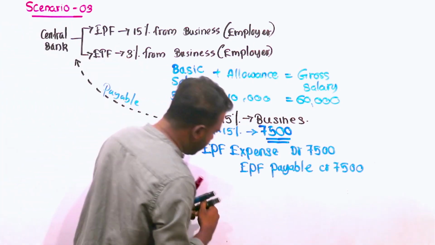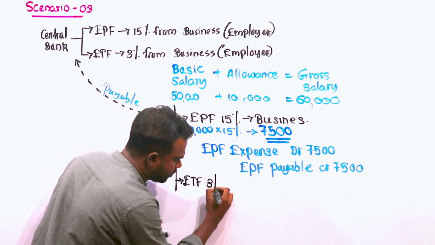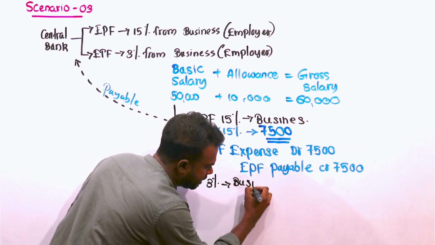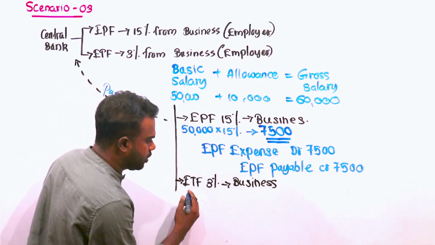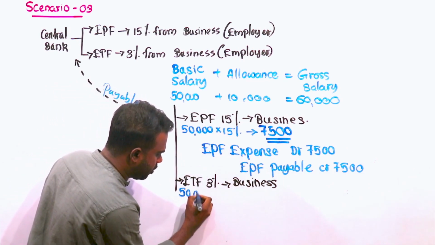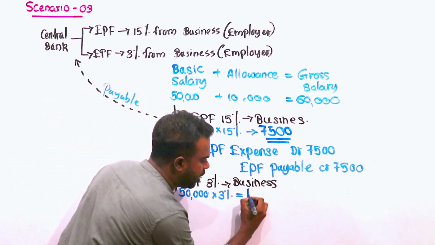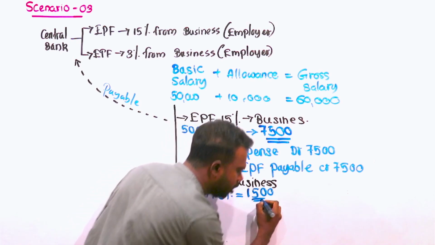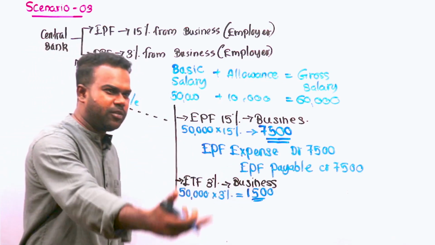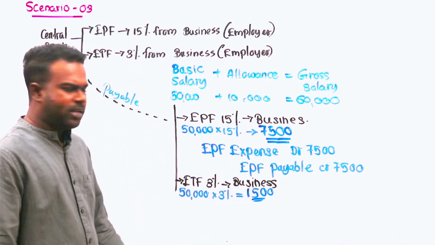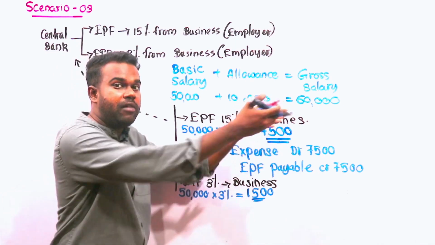What's the next one? 3%, that one also same level, right? ETF 3% from the business. Calculate it and tell me the value from the business. How much? 50,000 and 3%. How much the value? 1,500. And this 1,500, they can use for any purposes. They can purchase a photocopy machine, furniture, a motor vehicle, land or anything, but they have to provide this 1,500 on behalf of the employee for employee welfare.